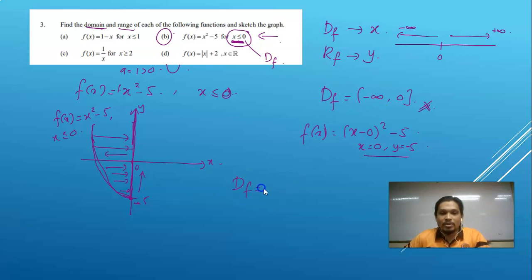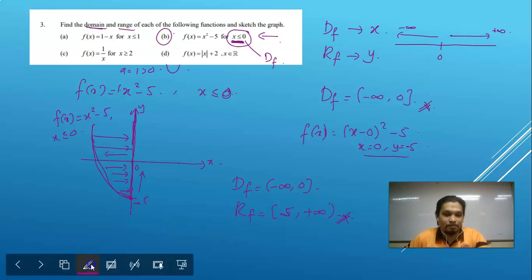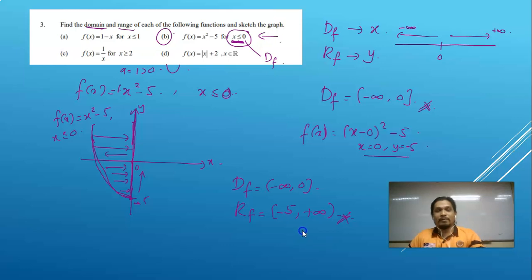The domain of this function is from negative infinity until 0, and the range of f is from negative 5 to positive infinity. That's it. Negative 5 to positive infinity. Okay. Next question.